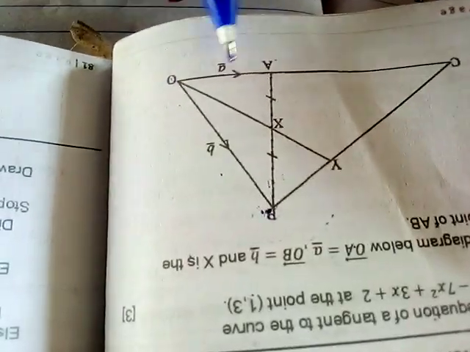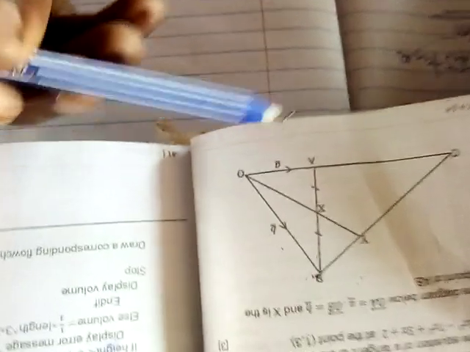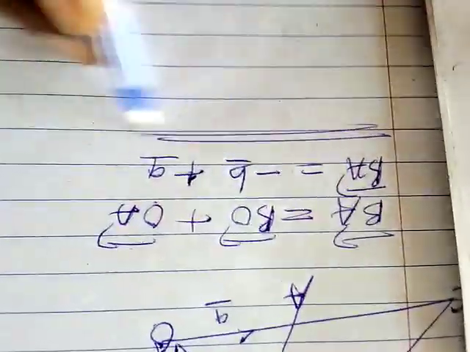We are moving in the opposite direction. Plus OA, we are moving in the same direction. OA, have you seen where the arrow is going? The arrow is moving this way, from O to A, which is A. So this is vector BA.